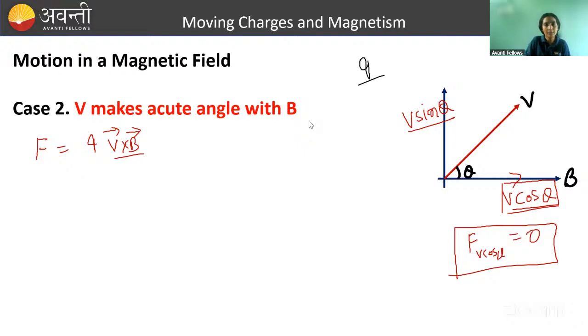If I talk about this v sin theta, let's indicate it by v perpendicular and let's indicate this by v parallel. So v parallel is what? It is the component of velocity parallel to magnetic field. Because of this, force is 0. This is v perpendicular. This is the component of velocity perpendicular to magnetic field. So because of this v sin theta, force will act.